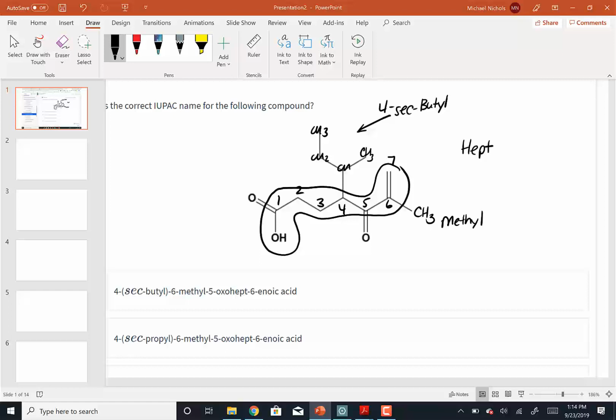It's going to be a 4, and this is going to be a 6-methyl. So we've got a 4-sec-butyl group and a 6-methyl as our substituents. Who comes first?